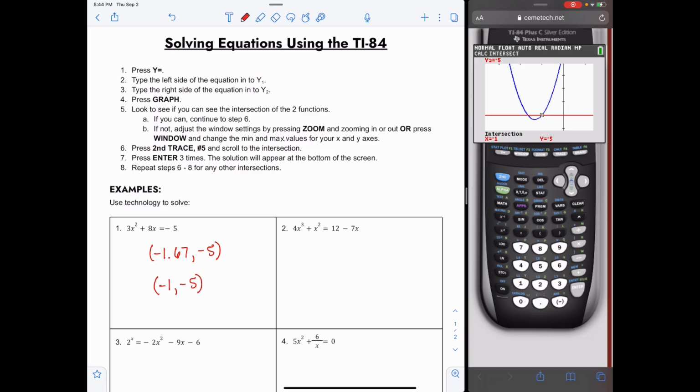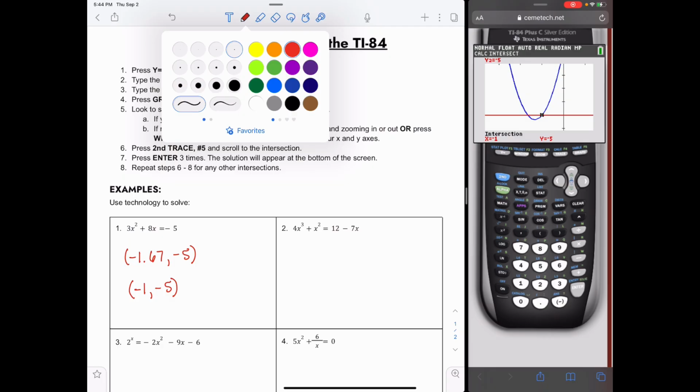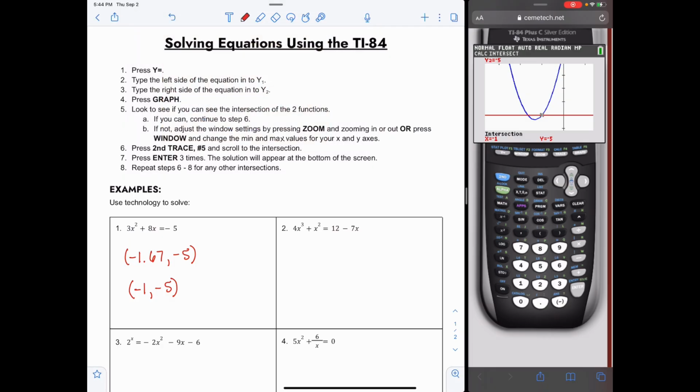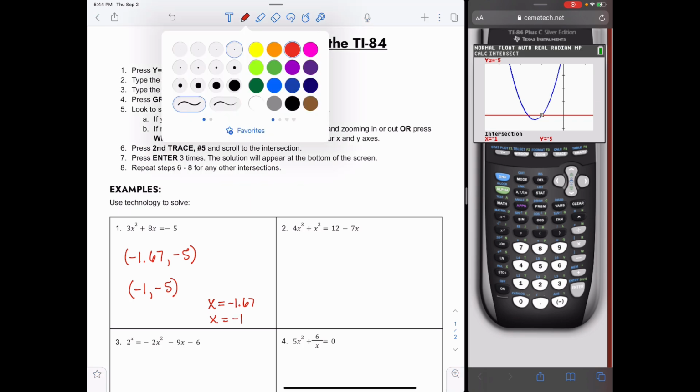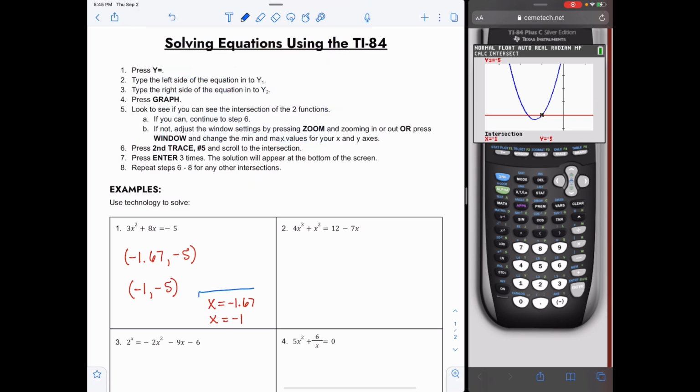Now, because you have these 2 pieces here, all you have to worry about is the answer to the question. So we just want to find what X is. So your answer here would be that X can be equal to negative 1.67 or X can be equal to negative 1. We're not focused on the Y value. We're only focused on the X value because that's what we're looking for: X.